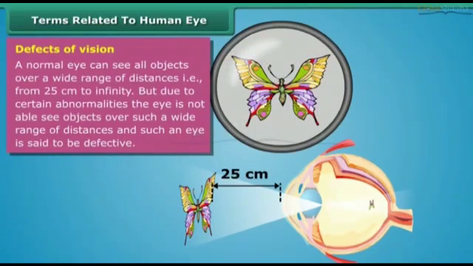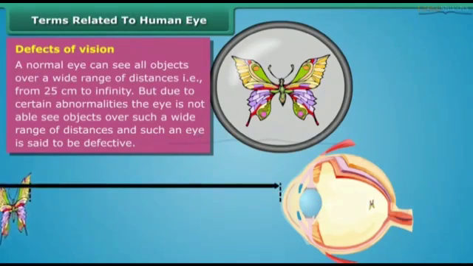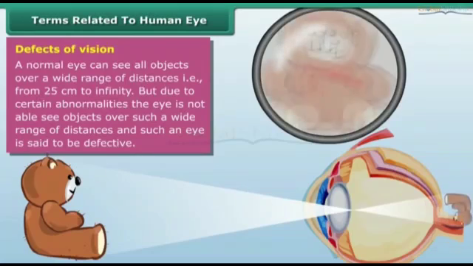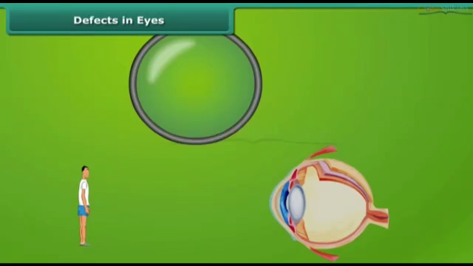Defects of vision. A normal eye can see all objects over a wide range of distances, that is from 25 cm to infinity. But due to certain abnormalities, the eye is not able to see objects over such a wide range of distances, and such an eye is said to be defective.